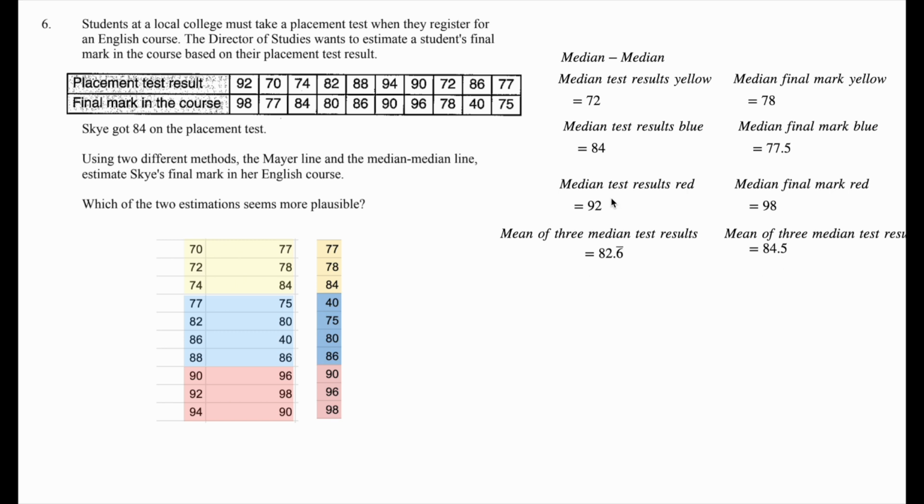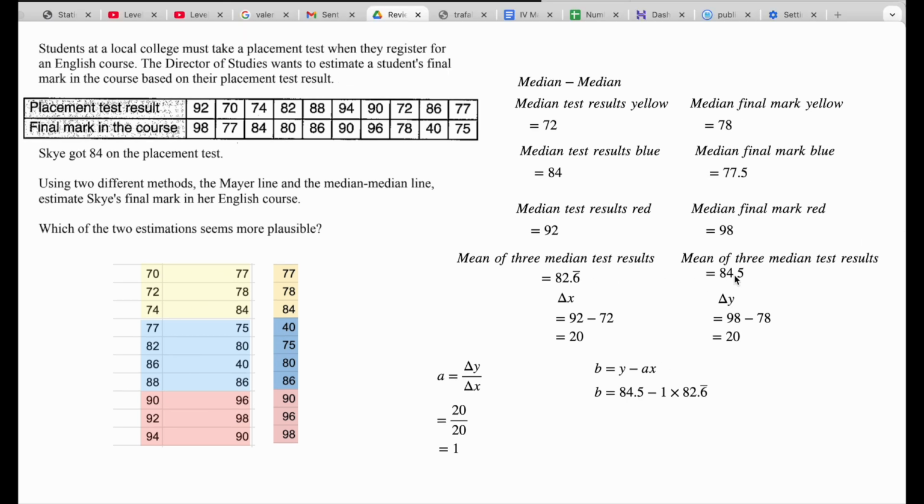I'm looking for an equation that has the same slope as a line passing through these points. The mean of the 3 gives the point: this is the X and this is the Y. The delta X is 92 take away 72, which is 20. The delta Y is 98 take away 78, which is also 20. That gives us a slope, delta Y over delta X, of 20 over 20, which is 1. The B is Y minus AX. This point, 82.6, 84.5: this is the X, this is the Y. The B is 84.5 take away 1 times 82.6 repeating, and that gives us 1.83 repeating. So our equation is y equals x plus 1.83 repeating.